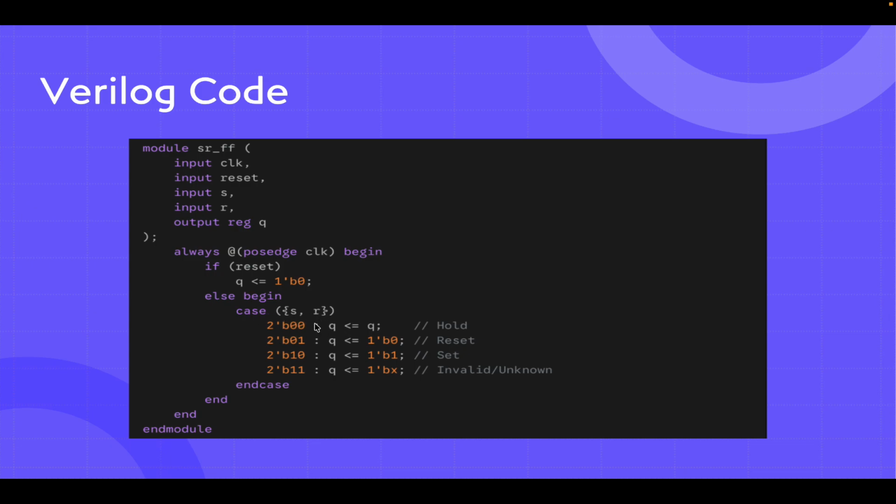Based on the values of S and R, you will get the output. If it is 0 0, you will hold on to the previous state. If it is 0 1, you will reset. 1 0, set. 1 1, it is an invalid state. Then you will get an end case and end module.